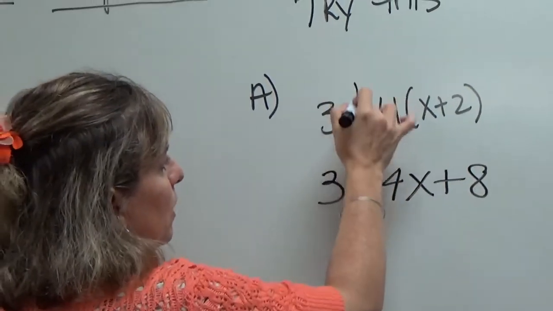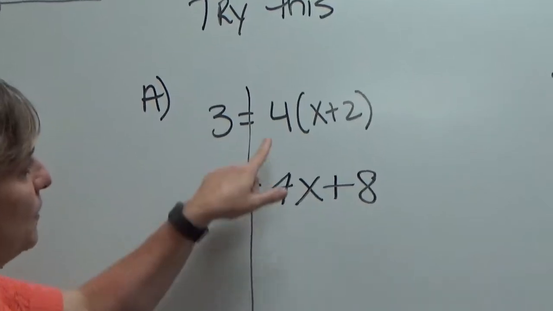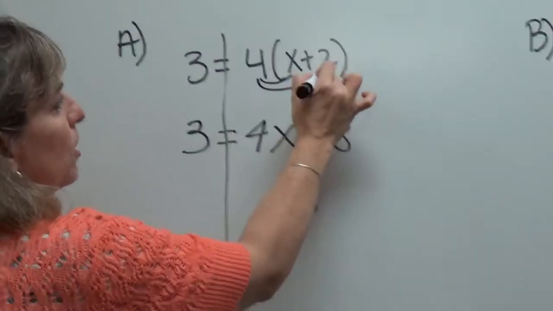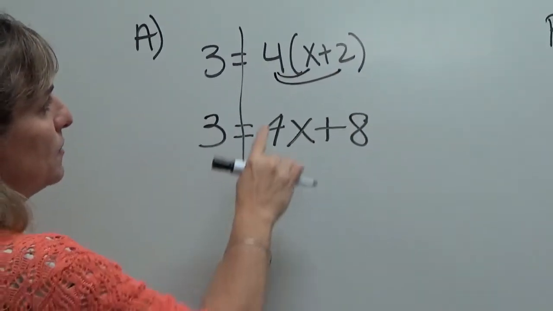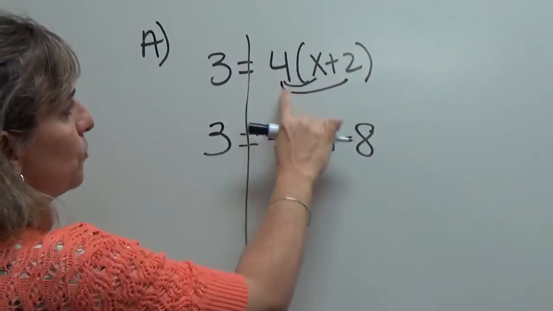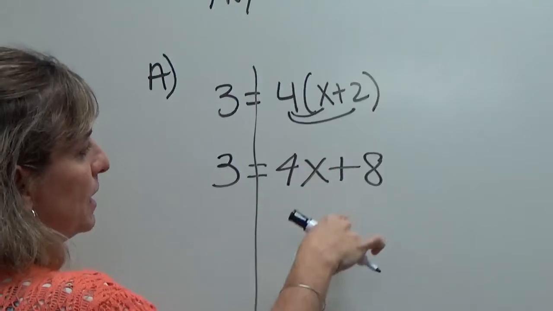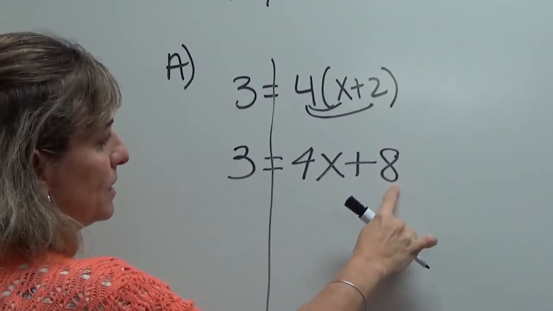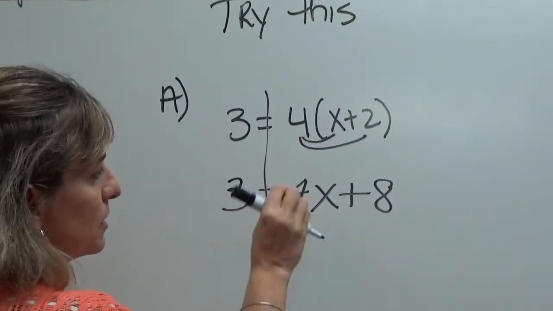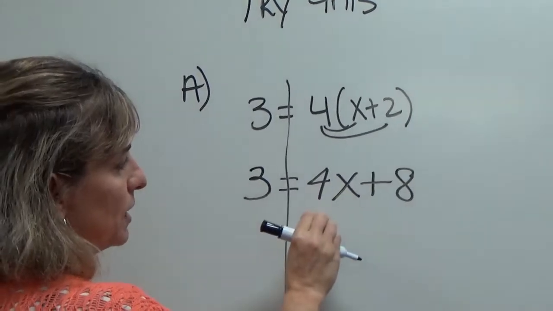Okay, so I'm going to draw my line down here. I've distributed my 4. Everything's positive. I don't have to worry about any negatives. 4 times x is 4x. 4 times 2 is 8. How do I get rid of what's happening to the x? Well, it's being added by 8. I don't want to do the 4 first because that's connected to the x. I have to save that to the end.